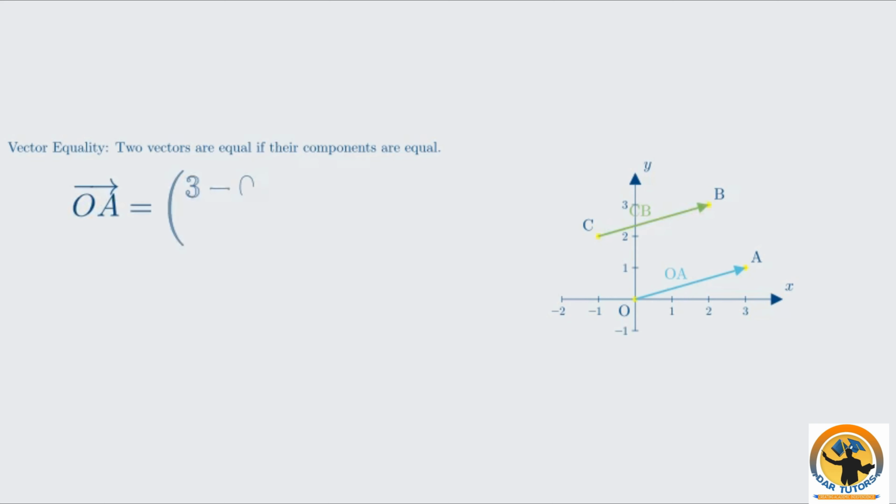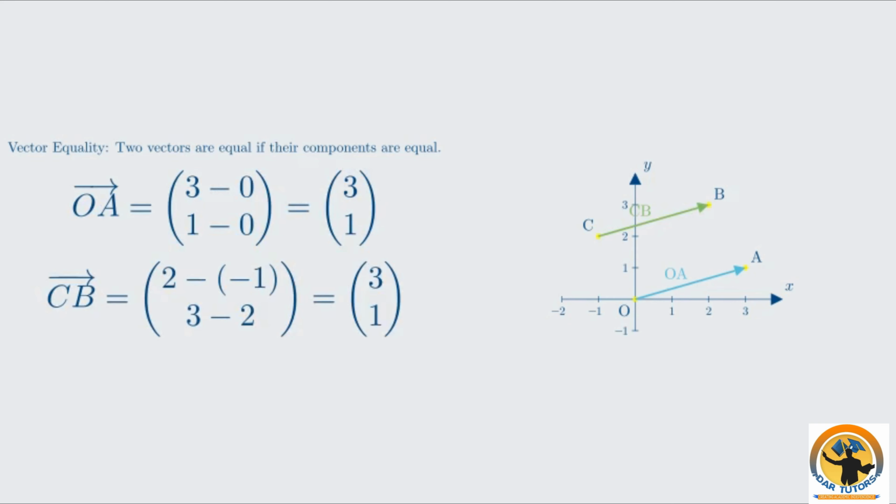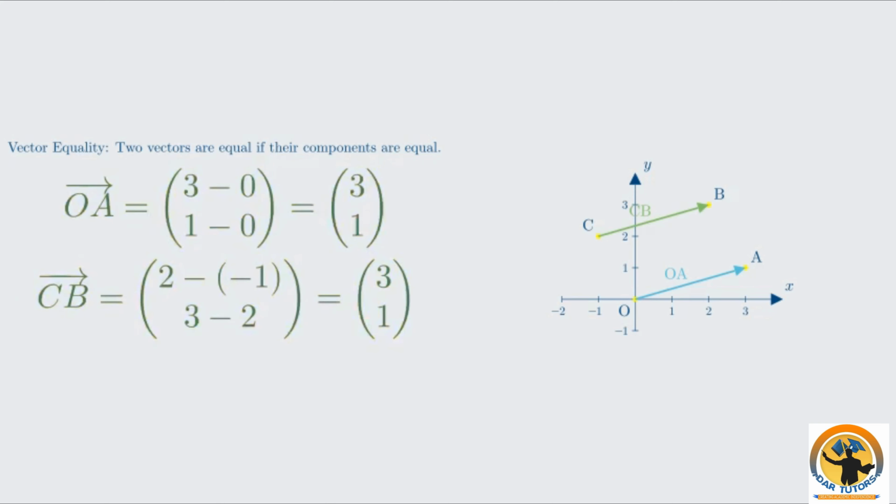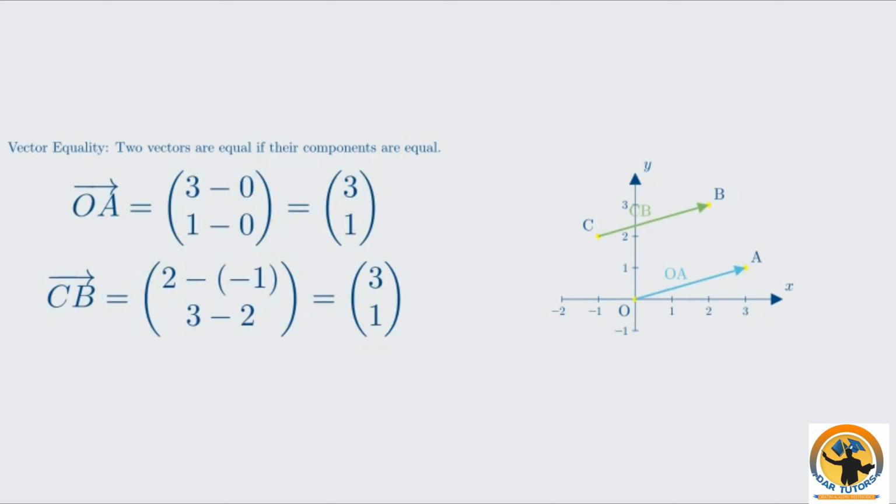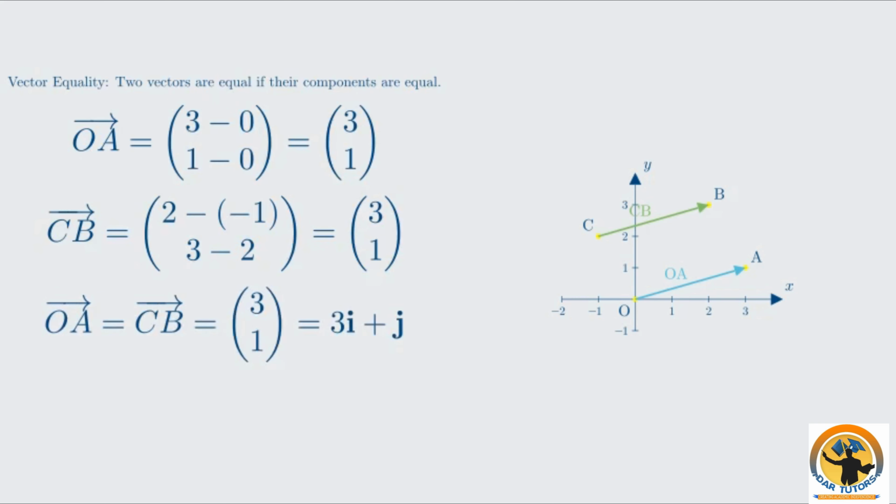Now let's find vector CB. It starts at C, (-1, 2), and ends at B, (2, 3). Its component form is (2 minus -1, 3 minus 2), which simplifies to (3, 1). Notice that both vectors have the same component form, (3, 1). This means they are equal. In unit vector form, both are 3i plus j. This equality is visually represented by the fact that the arrows are parallel and have the same length. They represent the same displacement, just starting from different points. So, to reiterate, 2 vectors are equal if their components are identical. This implies they have the same magnitude and the same direction.